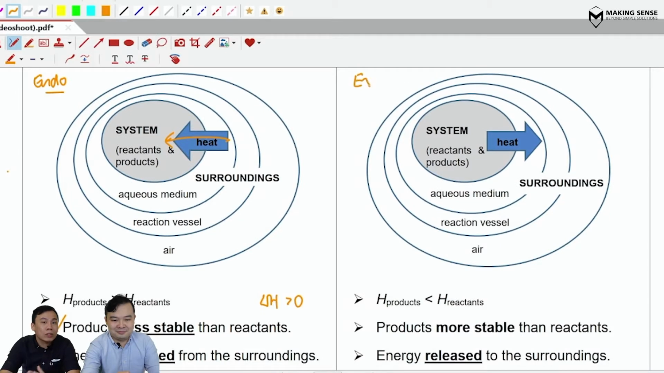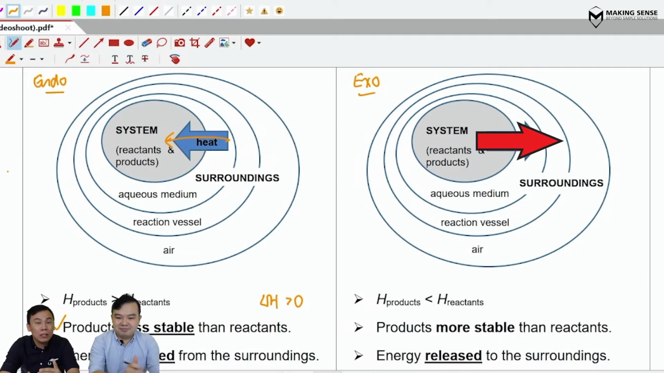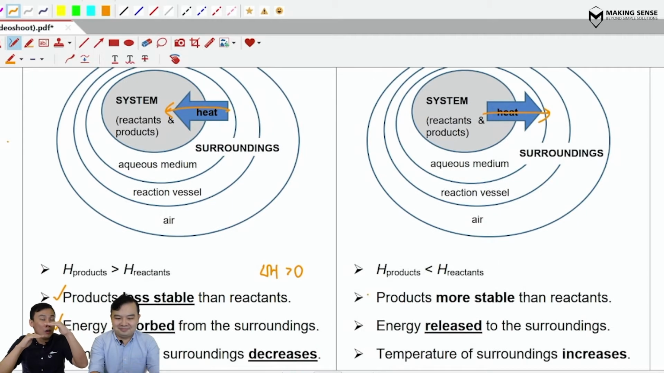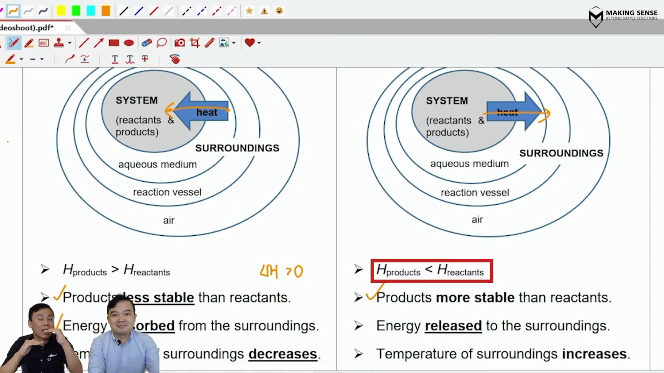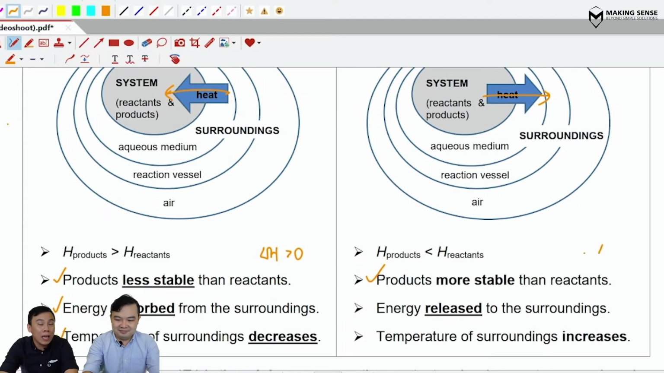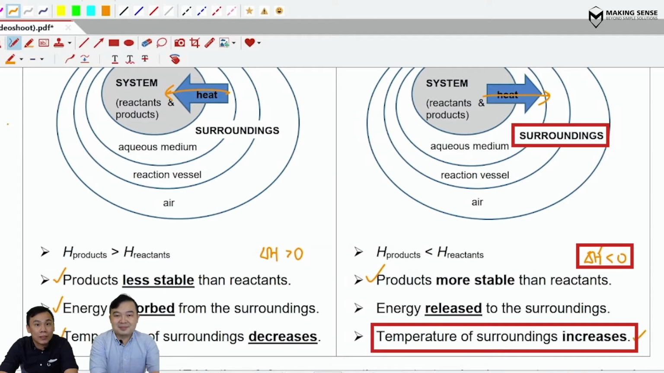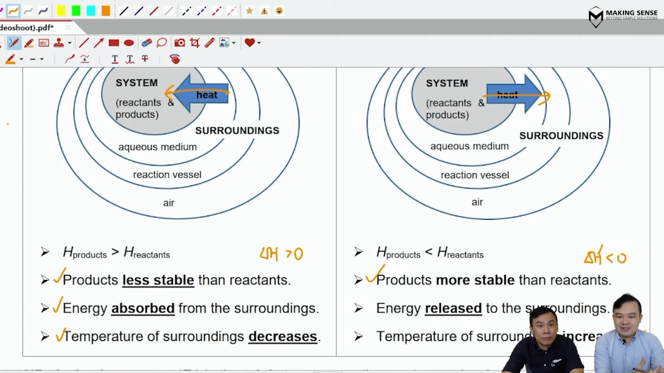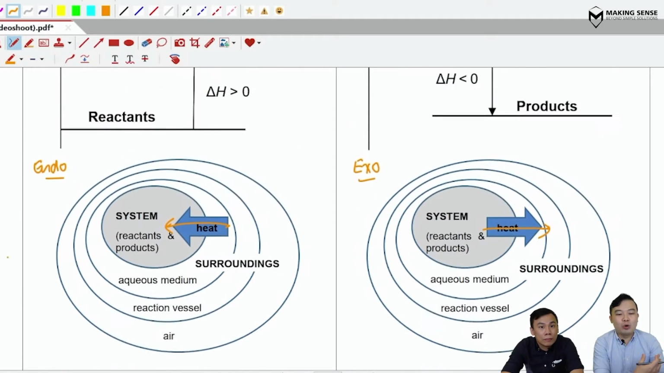Now, the opposite, exothermic: heat exits the reaction. So reactants lose energy to become the product. So the product now is of a lower energy level than the reactant. So the enthalpy change is what we call negative. And heat exits the reaction, goes to the surroundings. So the surrounding temperature actually increases. Right. That's right.